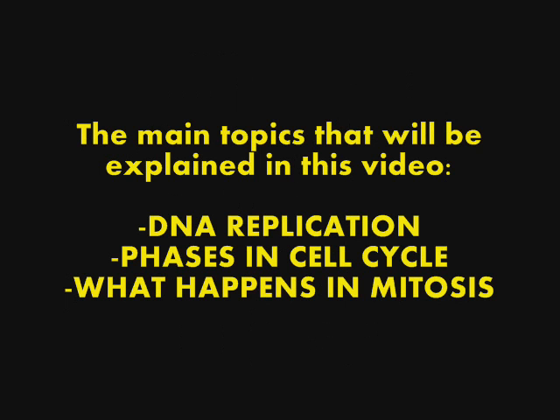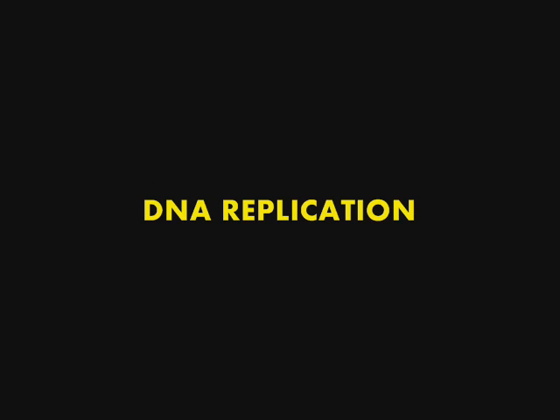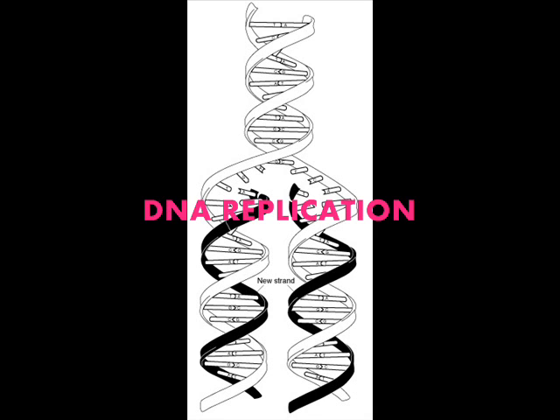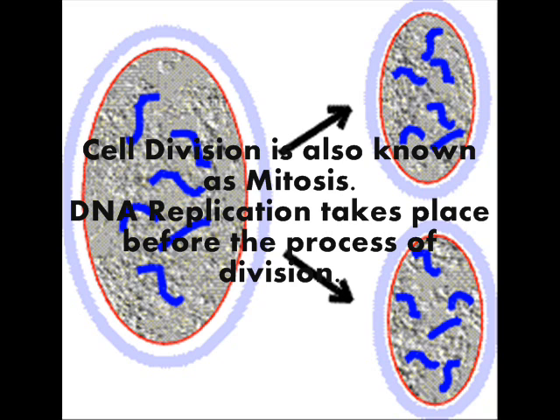The main topics that will be explained in this video: DNA replication, phases in the cycle, and what happens in mitosis. Creating an exact copy of DNA is called DNA replication. DNA replication happens before a cell divides, during synthesis, a phase of the cycle.